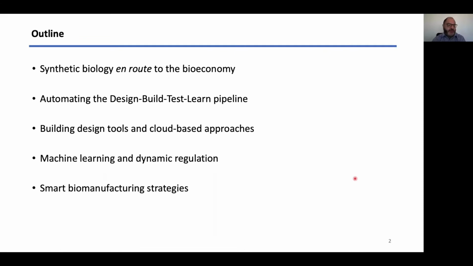Then I will talk about several design tools that we have been building in the last few years. When we talk about design tools, we could also call them bioinformatics tools, but you will see that all of them are in the context of biotechnology and metabolic engineering, and how we are developing them into cloud-based approaches. Then I would like to introduce some more advanced applications using machine learning and dynamic regulation. And I will conclude with several strategies of what is more and more being called smart biomanufacturing.